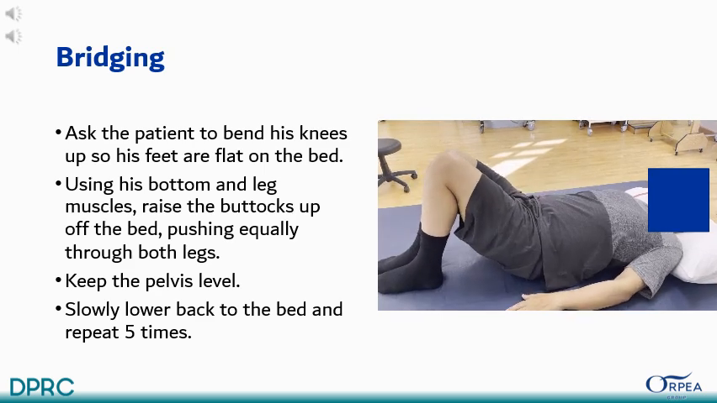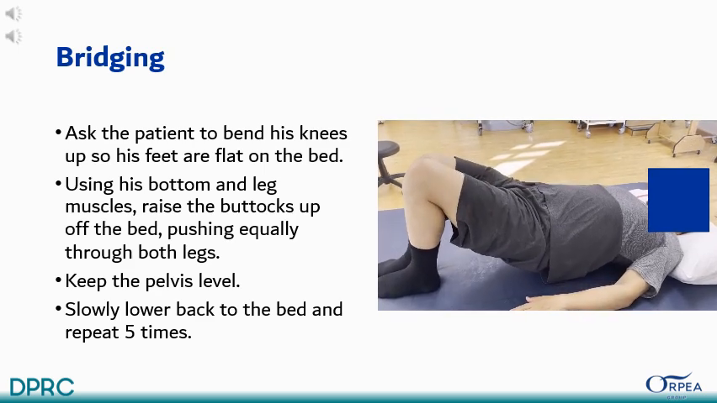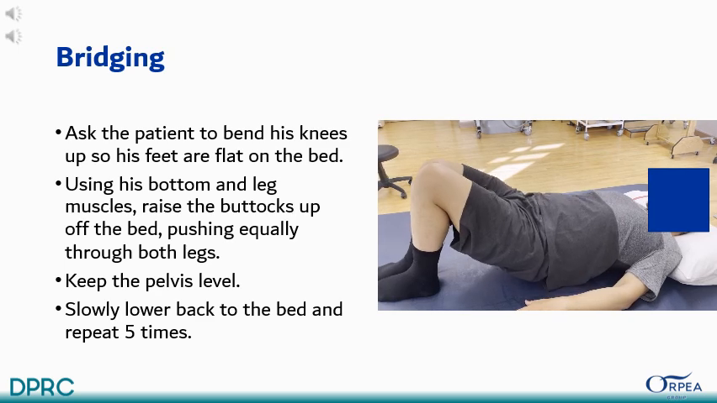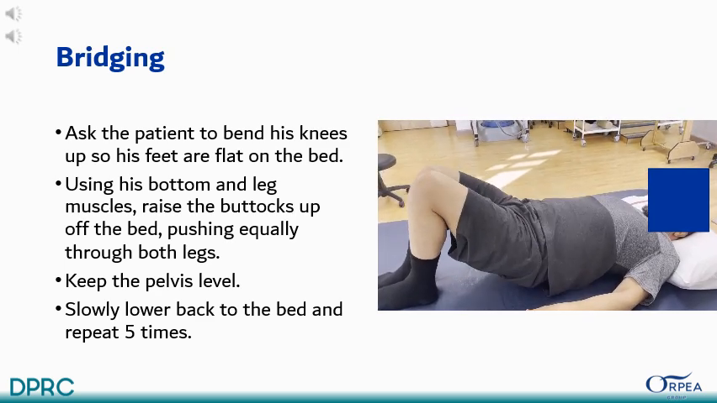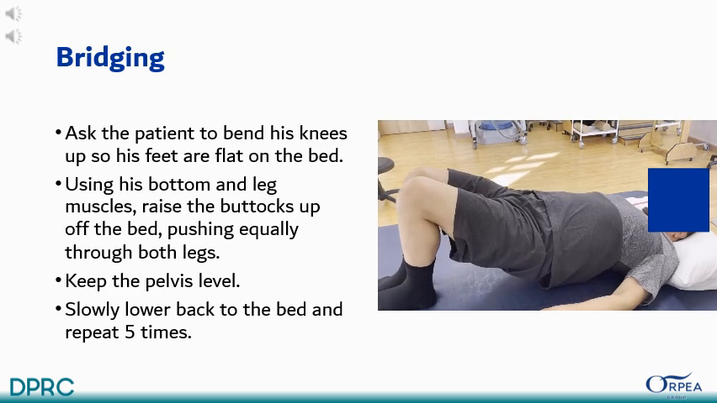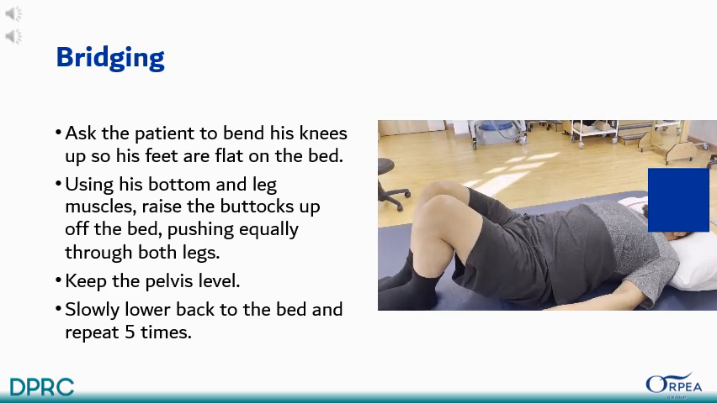Bridging. Ask the patient to bend his knees up so his feet are flat on the bed. Using his bottom and leg muscles, raise the buttocks up off the bed, pushing equally through both legs. Keep the pelvis level. Slowly lower back to the bed and repeat 5 times.